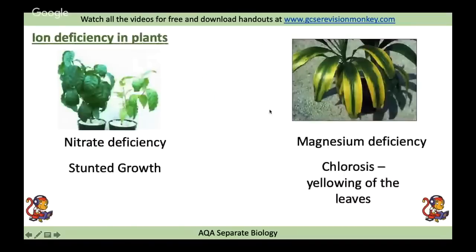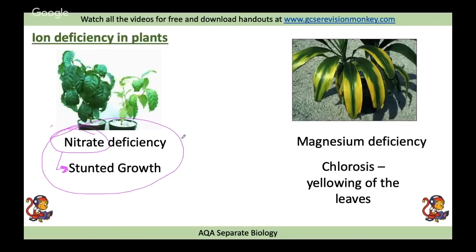Final bits then are on plants. So this links in with the previous stuff we talked about. Nitrates we've talked about, binding with glucose to make amino acids, and therefore they make protein. So it's unsurprising then that a nitrate deficiency would result in stunted growth. You can imagine a 3 or 4 marker that was linking this idea to glucose and the transport of glucose and use of glucose. Magnesium deficiency results in chlorosis, which is yellowing of the leaves.